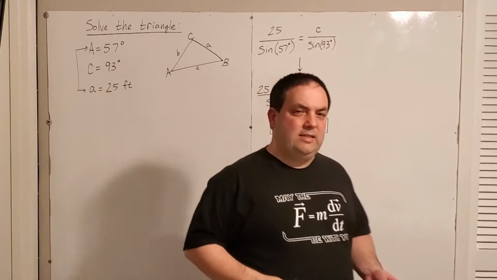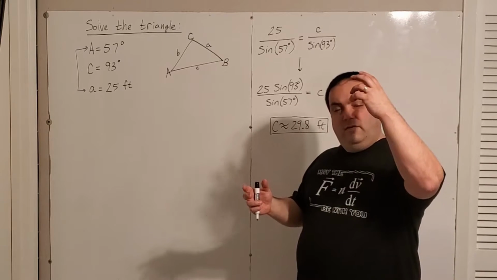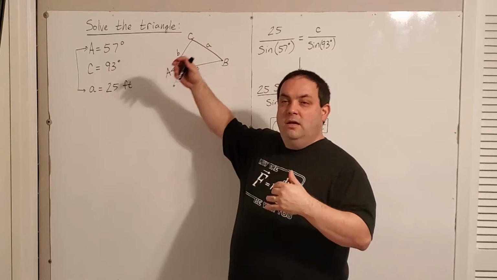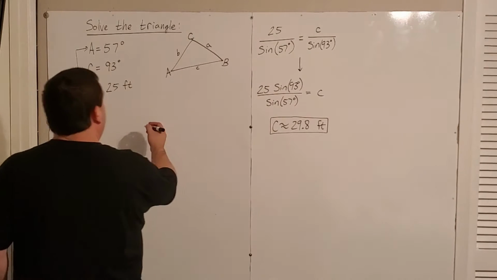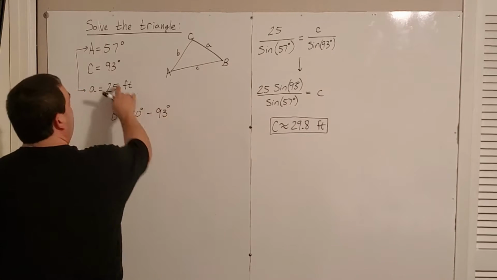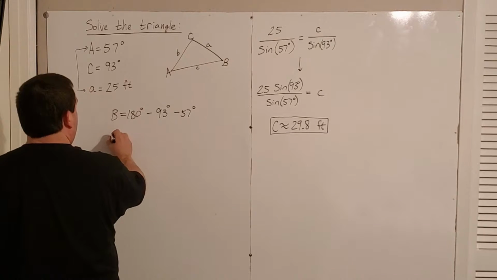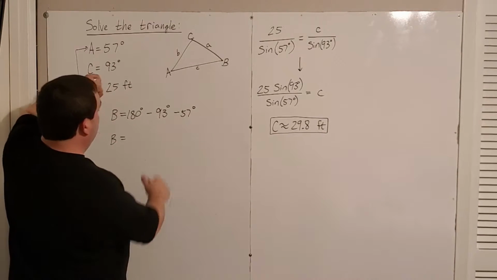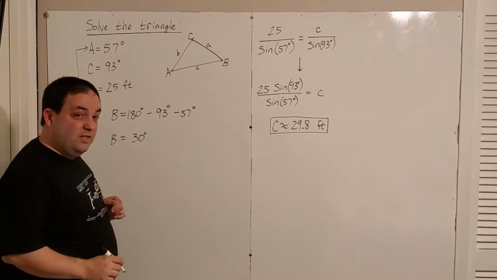There's still 2 more missing pieces here, right? I'm still missing one more angle and one more side. Well, in the angle-angle-side or angle-side-angle cases here, I've got 2 angles. I can easily subtract to get to the third one, because remember, the 3 angles in a triangle have to add up to 180, right? So angle B is going to be 180 degrees minus the 93 degrees that's already used in angle C, minus the 57 degrees that's already used in angle A. So that means B is what? We have 87 there. And then minus 57 will give us 30. So B is 30 degrees.